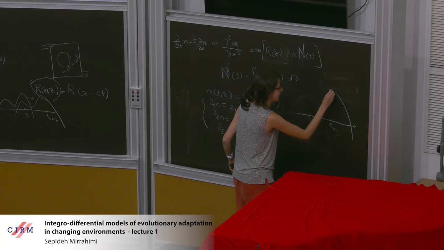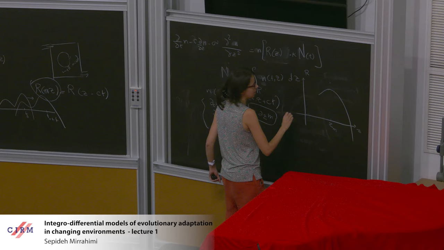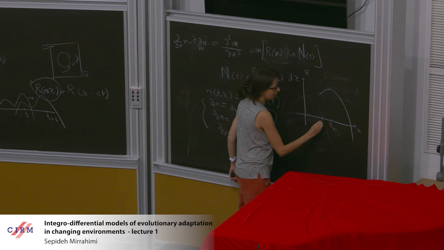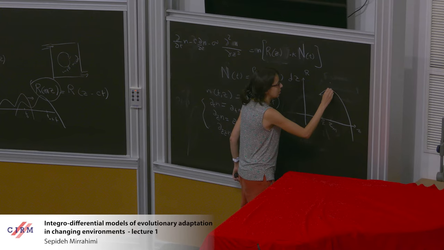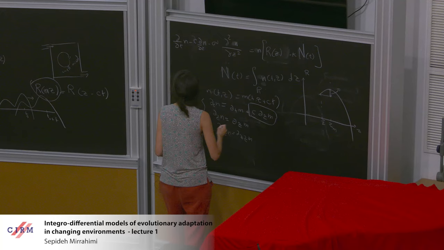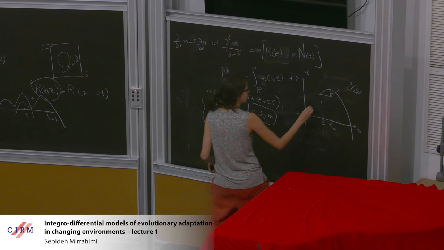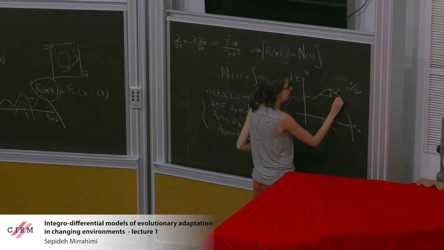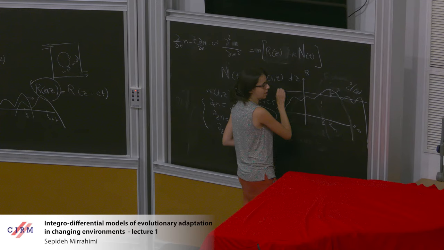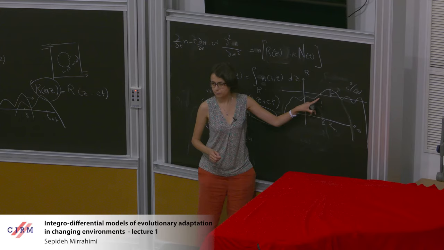So this is Z and this is R. And also, there exists a unique Z bar at the left of Zm such that the difference between R of Zm and R of Z bar is given by c squared over 4 sigma. Okay? And then we could have different behaviors here. At the right, we will have this line that can cross the graph of R several times, but at left, there should be just one point. Okay?